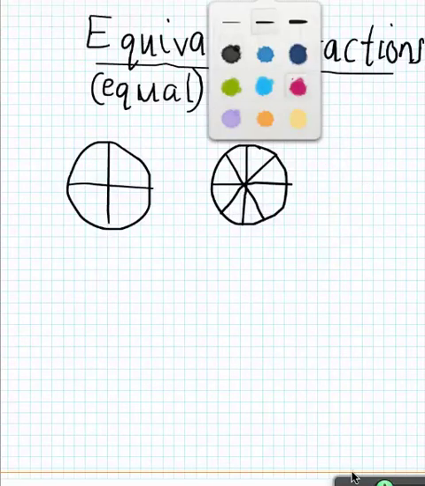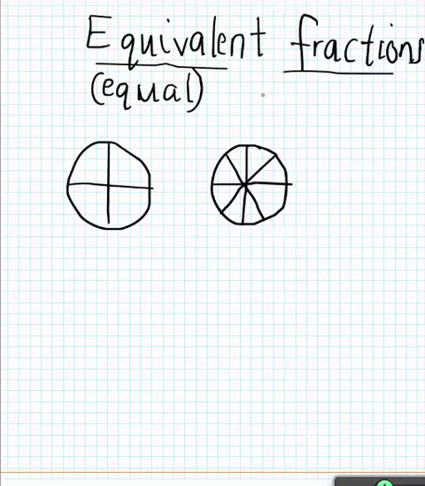Okay, our next skill we're learning on fractions are equivalent fractions. And just remember, equivalent means equal or the same. And sometimes, even though fractions look different, they're actually the same number. And we'll start off with an example of having 2 pizzas.